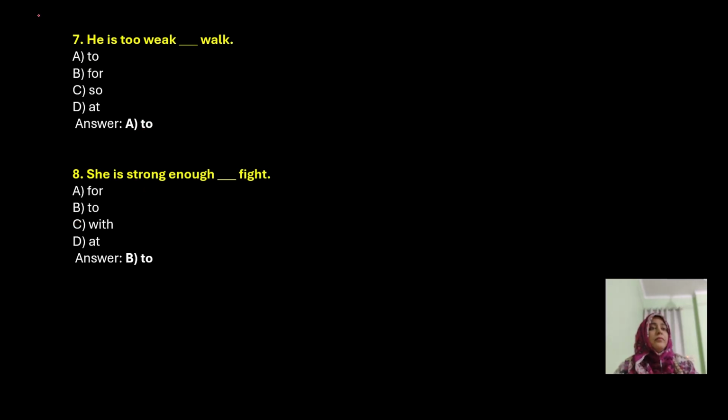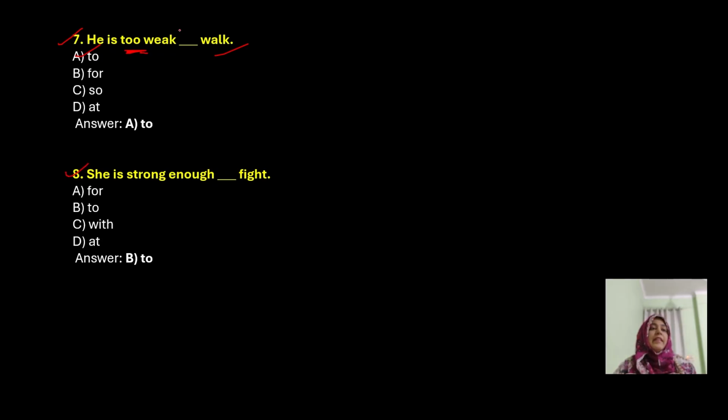Now coming to the sixth sentence. It is easy dash this question. Again, C is the answer. It is easy to solve this question. Coming to the seventh sentence, he is too weak dash. Again, here an adjective is coming, and with an adjective you can see there is a to also. I have explained the too rule to you. Where there is too or enough, you have to put infinitive, right? So the answer is A. He is too weak to walk. To plus walk. Walk is the base form of the verb.